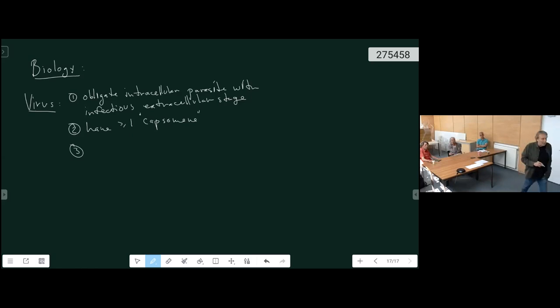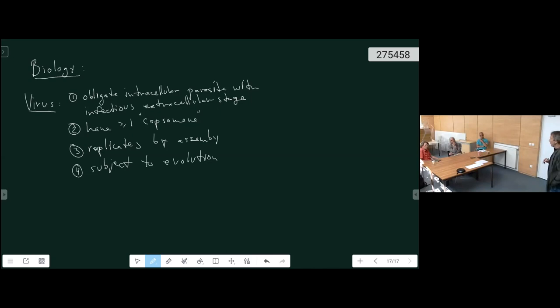The third axiom is that it replicates by assembly. So you'll see what I mean in a moment. The various pieces of the viral particle are constructed, and we'll discuss that. And then they're put together, they're assembled before the viral particle enters its extracellular infectious stage. And finally, and very tellingly, it's subject to evolution. So like I say, I think that's actually quite a beautiful definition of what is a virus. There are estimated to be over a billion different viruses on our planet, which is astounding, frankly.